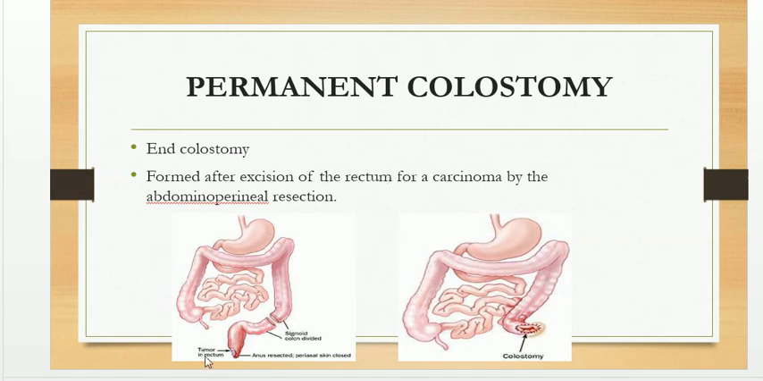Here you can see the distal part, anal canal, rectum, and a part of the sigmoid are removed in one specimen in abdominoperineal resection, and the proximal end is brought out as an end colostomy, a permanent colostomy. Here you can see the permanent colostomy has been created.